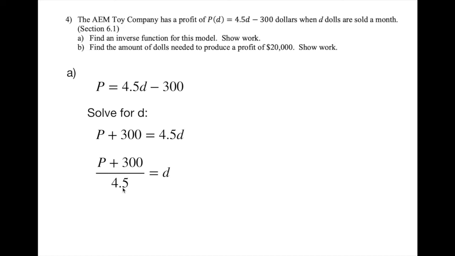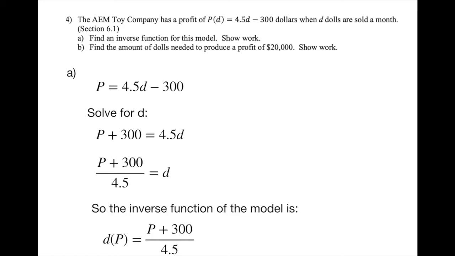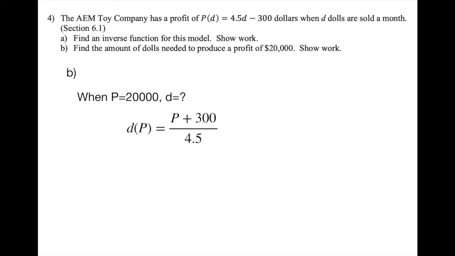Then you want to use function notation for the inverse function. So D of P becomes this fraction here, which is exactly the same as that one. That's part A. For part B, you want to find the number of dolls needed to produce a profit of 20,000. So you know that big P is 20,000, and you want to know what D is. You can go to your inverse function. So D of 20,000 becomes 20,000 plus 300 over 4.5.